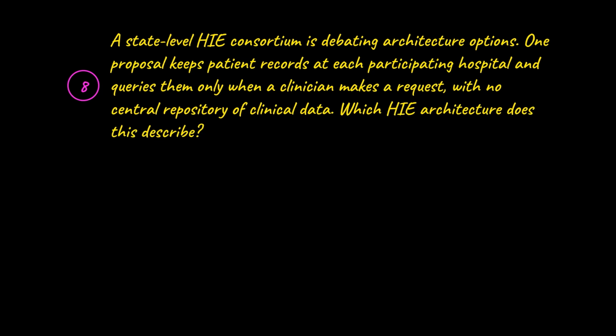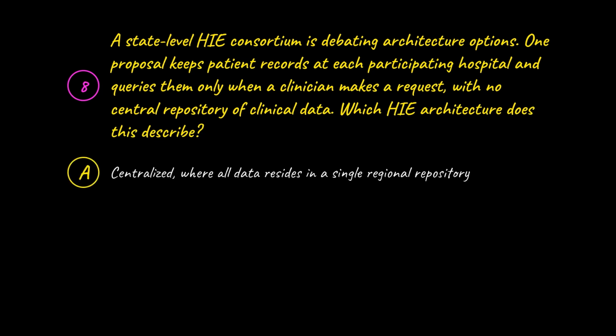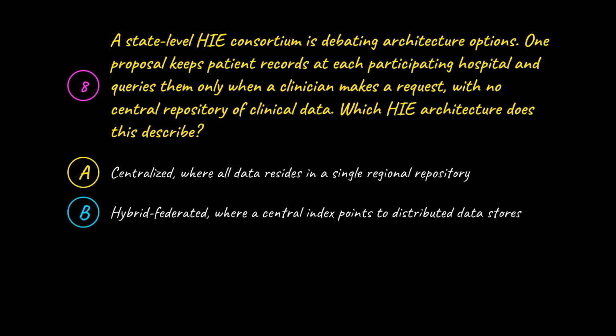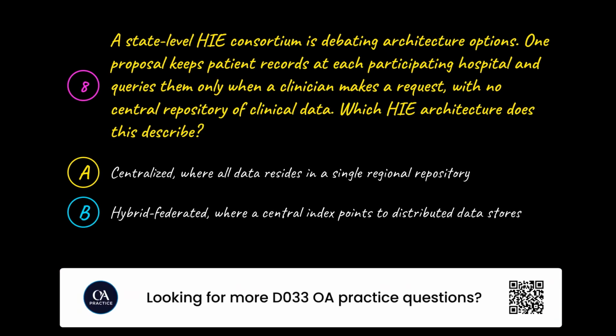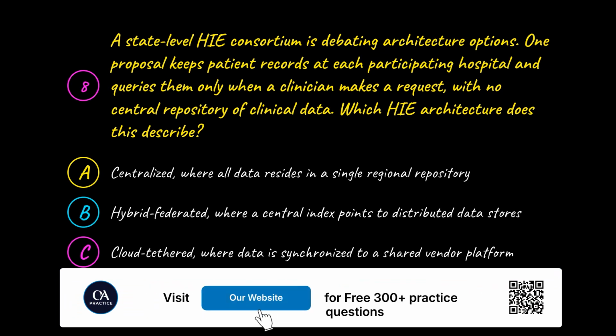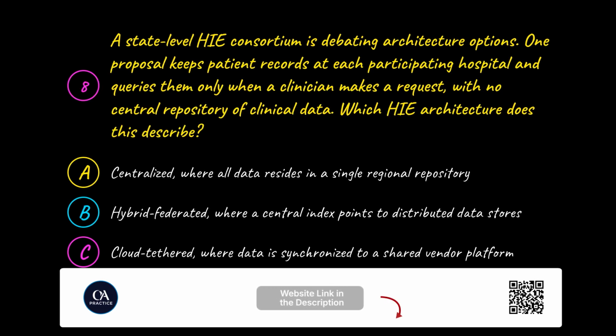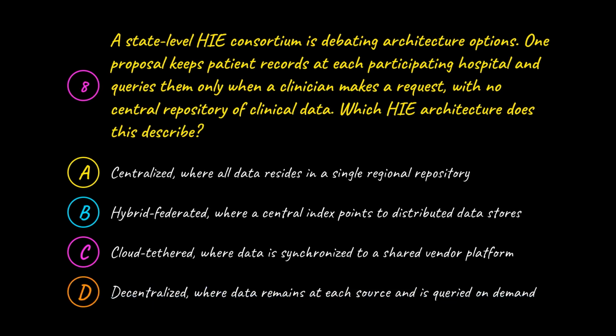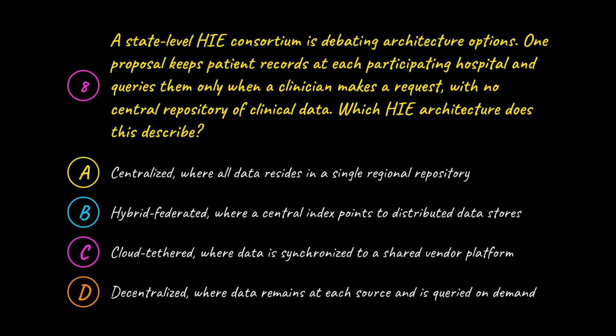Your options are A. Centralized, where all data resides in a single regional repository. B. Hybrid federated, where a central index points to distributed data stores. C. Cloud tethered, where data is synchronized to a shared vendor platform. D. Decentralized, where data remains at each source and is queried on demand. Got a guess? Lock it in.